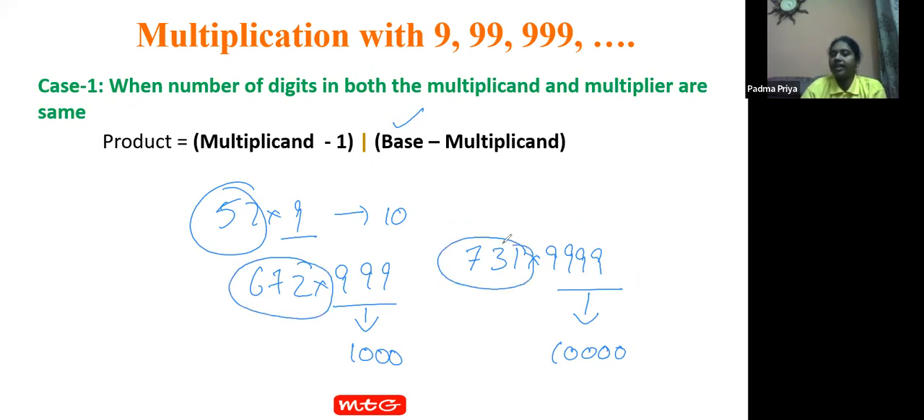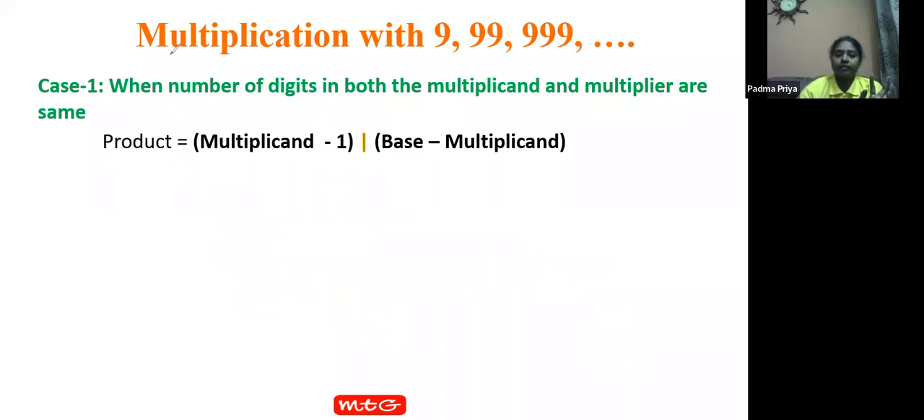Now understood, Agrim? Why did I say do not confuse the multiplier and multiplicand? Yes, ma'am. So always you need to pick the base from the 9s. How many 9s are there? That many. Basing on it, you should pick the base. That is the first condition. Second condition, the other number would be the multiplicand. Okay. Now, let's start doing it.